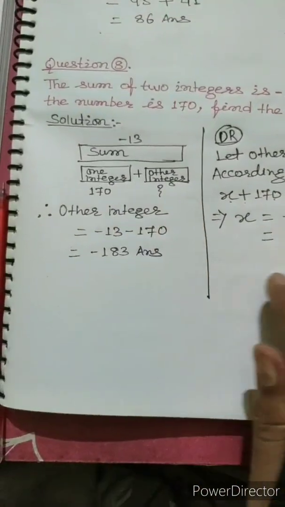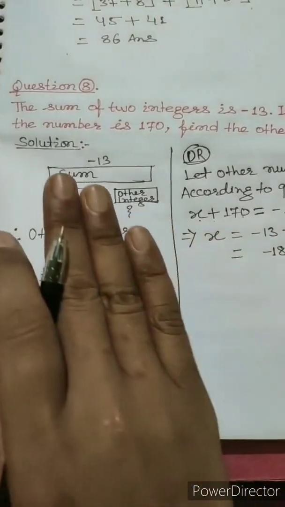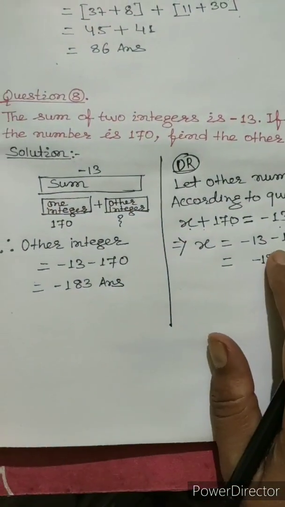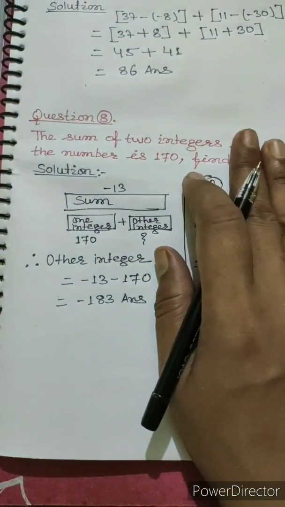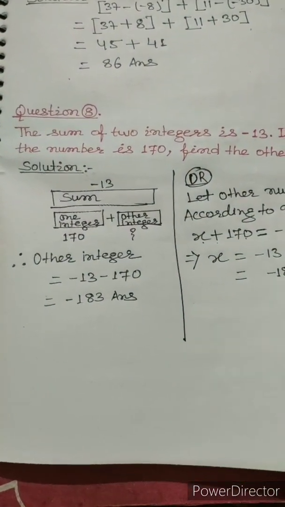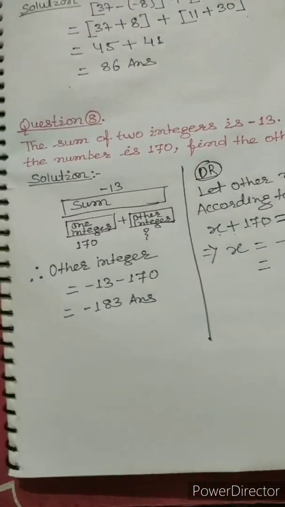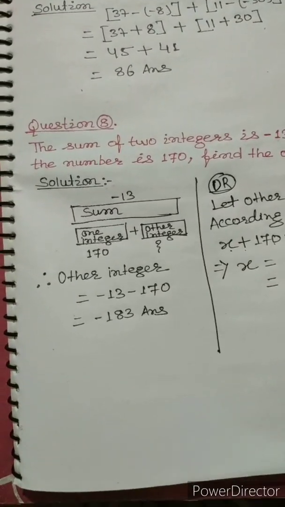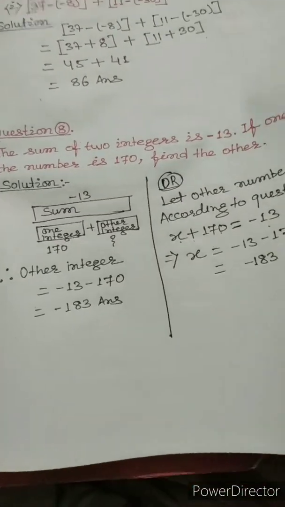Okay, so like this, any one method you will use to solve, either this method or this method. So like this you can complete question number 8, and question number 9 is similar. And then question number 10 is true false, so you will do it yourself.